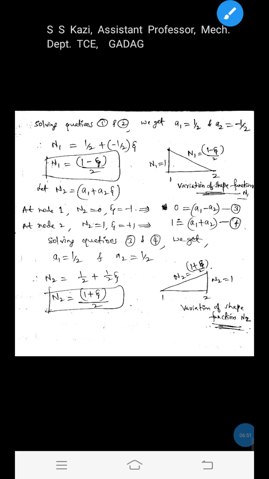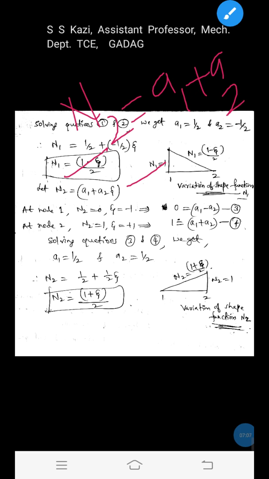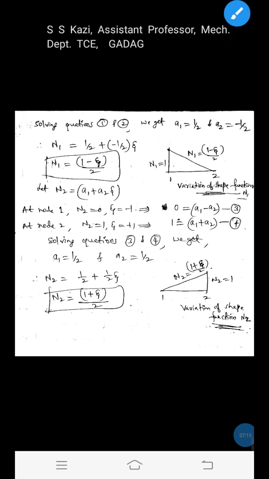Now let us find n2, that is the shape function at node 2. For that, again you assume the same linear function, n2 is equal to a1 plus a2 zeta. Now you substitute the conditions for n2 at nodes 1 and 2 into this equation, and solve those two equations to get a1 and a2 and substitute back into this, you will get the resulting n2.